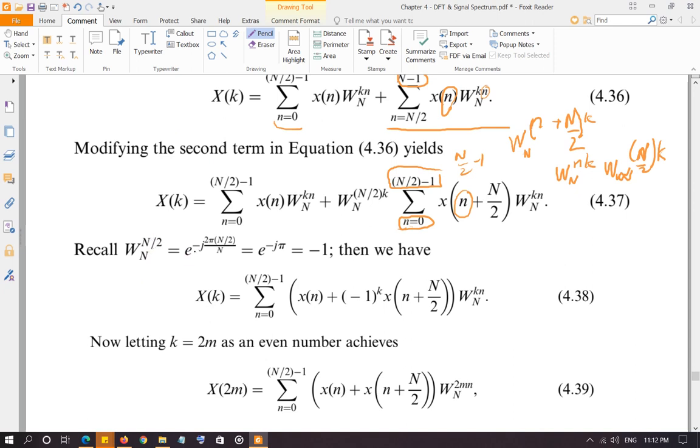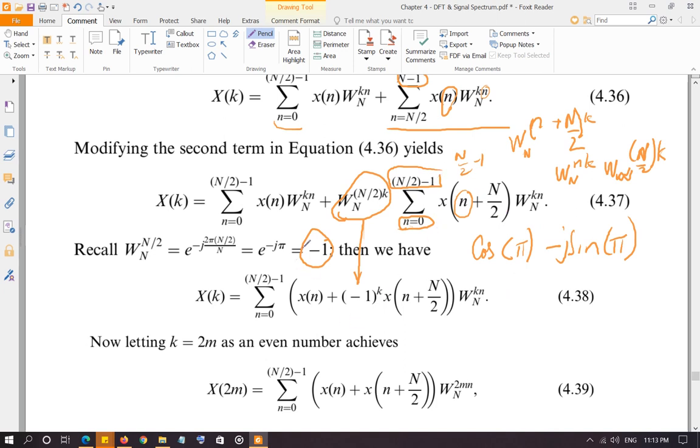Now remember, W_N is e to the power negative j 2 pi over cap N, right? So when I take the power of that to cap N by 2, what I'm going to get? E to the power negative j pi. And e to the power negative j pi, remember, using Euler's identity, is cosine pi minus j sine of pi. Sine of pi is 0, cosine pi is negative 1. So that's going to give you negative 1. So I'm going to go ahead and replace this thing by negative 1 to the power k, because the power of k is there, remember.